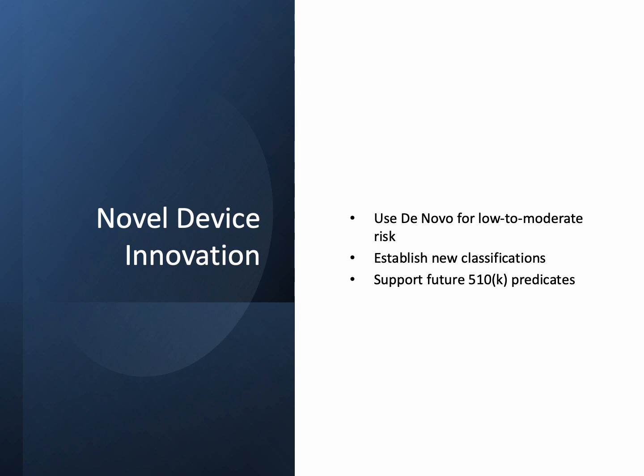De novo classification supports novel low to moderate risk devices, like OsteoDetect, by establishing new classifications when no predicate exists. Approved devices, like Apple Watch's ECG feature, serve as predicates for future 510(k) submissions. For example, OsteoDetect's de novo approval enabled subsequent 510(k) clearances for similar tools.